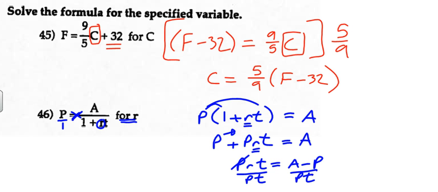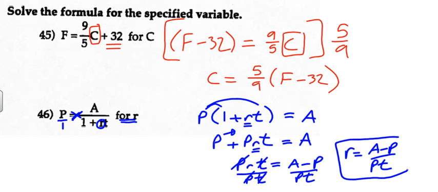And of course, these cancel and these cancel, giving you the final answer of r is equal to capital A minus capital P over capital P times capital T. Resist the urge to cancel these. You can't do that because this is not a factored term. And there's your final answer.